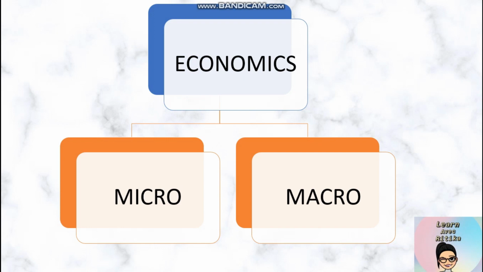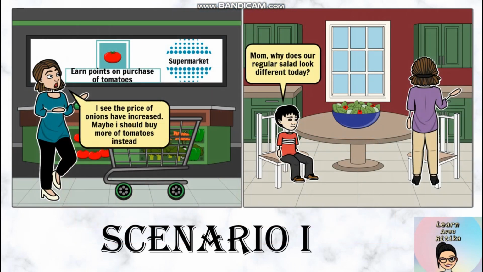Economics mainly deals with two branches, micro and macro. In this video, you'll be able to identify the different examples under microeconomics and macroeconomics. Let's look at a couple of scenarios as examples under these two branches.